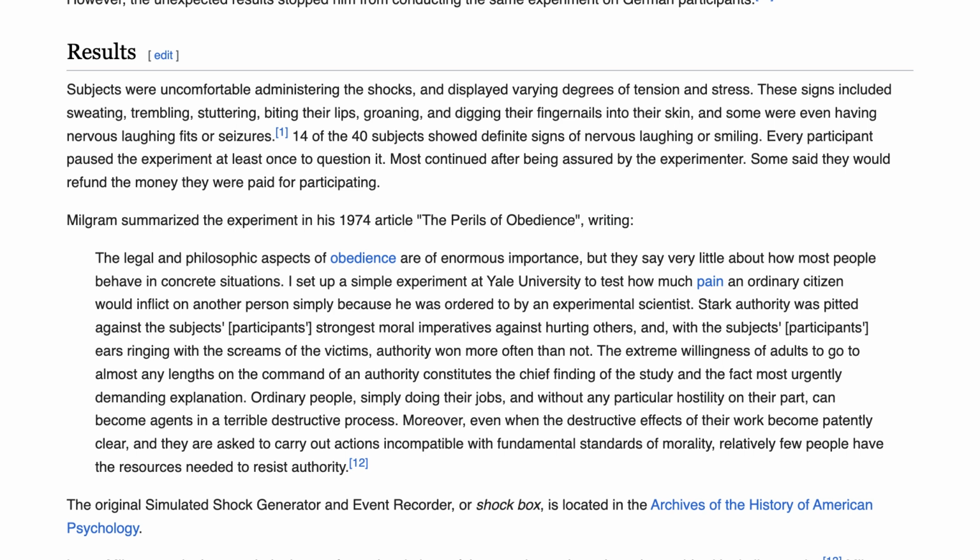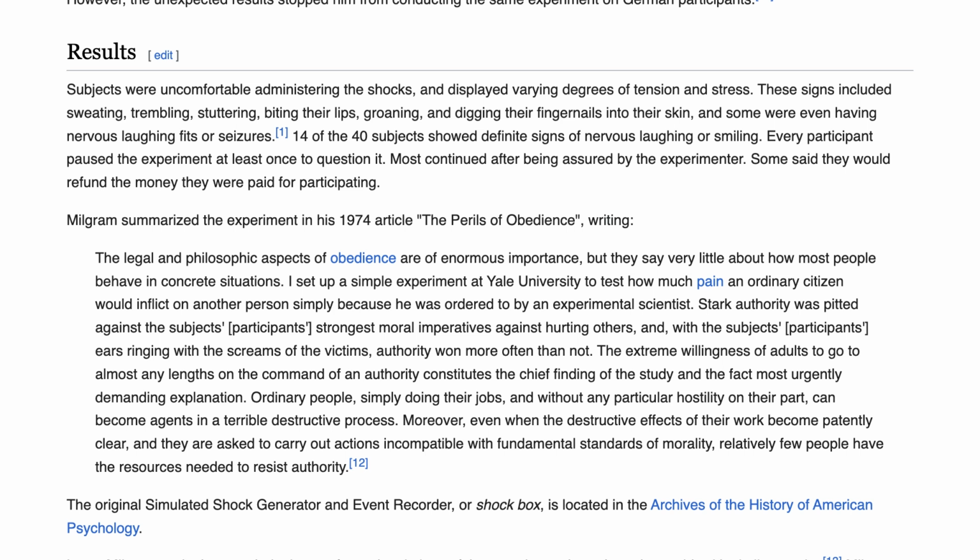Ordinary people, simply doing their jobs, and without any particular hostility on their part, can become agents in a terrible destructive process. Moreover, even when the destructive effects of their work become patently clear, and they are asked to carry out actions incompatible with fundamental standards of morality, relatively few people have the resources needed to resist authority."